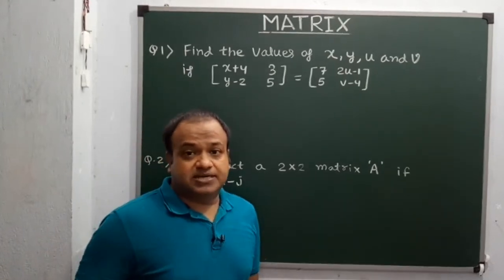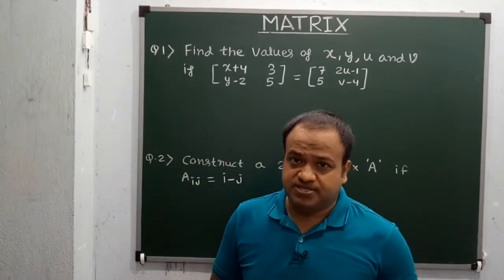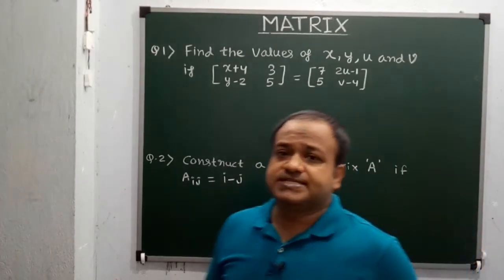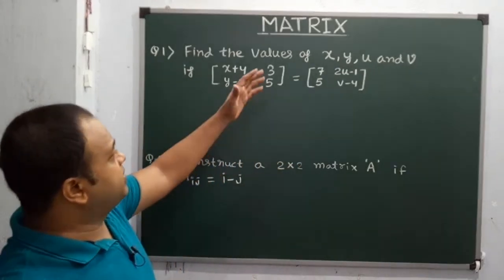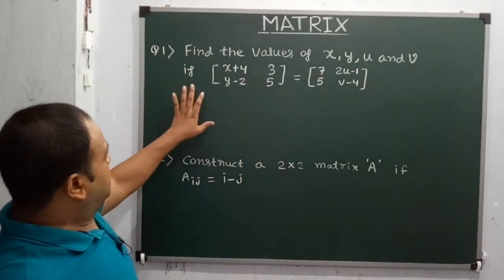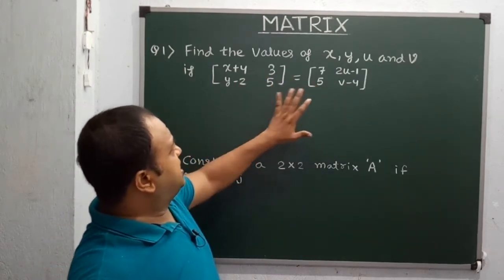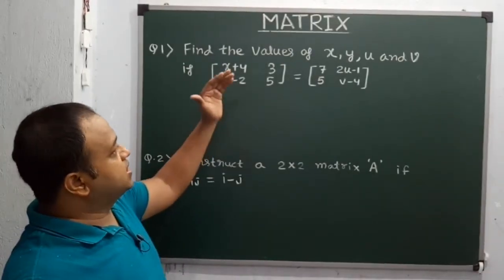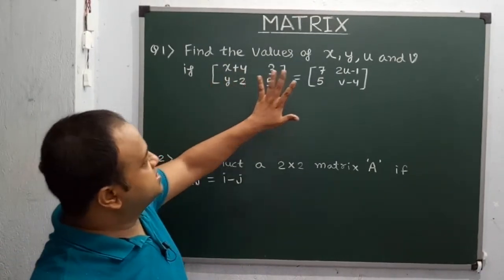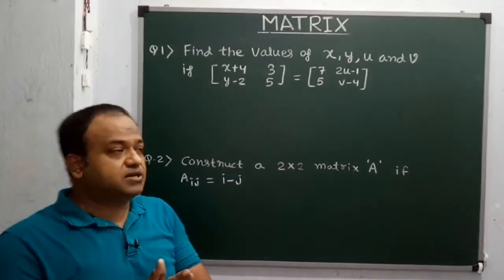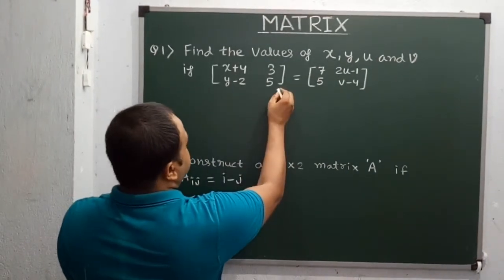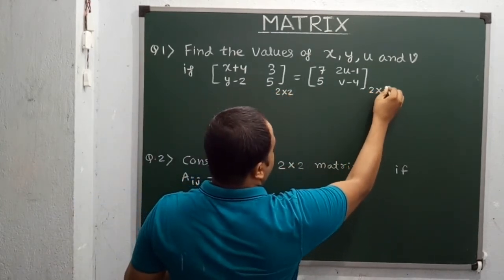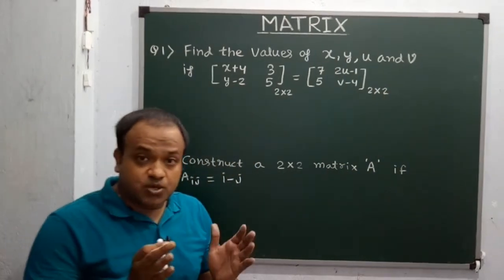Now to understand the application of matrices, we have to solve some problem sums. In the first question, it is given: find the values of x, y, u and v, and these two matrices are given as identical. Two matrices are identical if the number of rows and columns of the first matrix is equal to the number of rows and columns of the second matrix. We can find that the order of the first matrix is 2 into 2 and the second one is also 2 into 2. It means both matrices are equal.